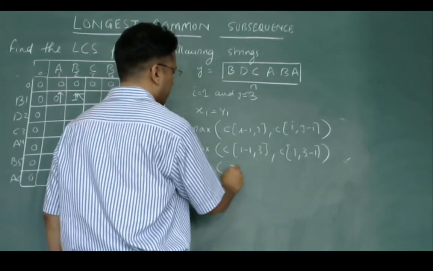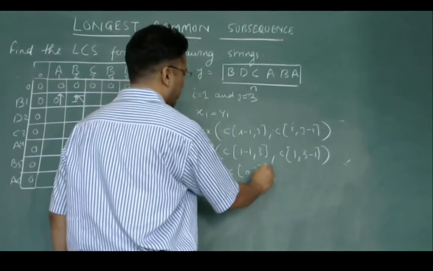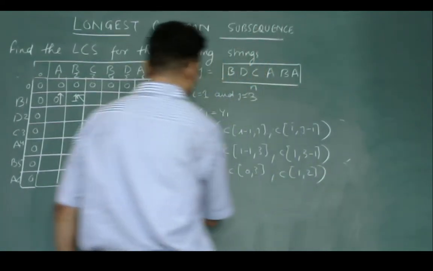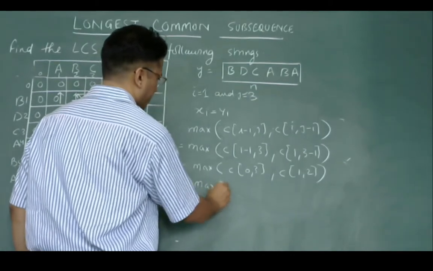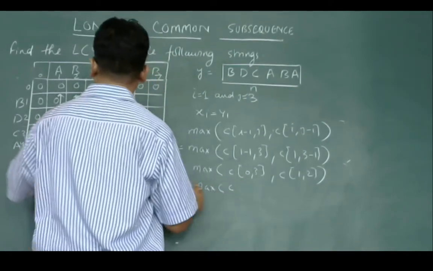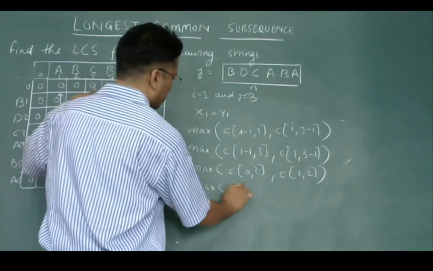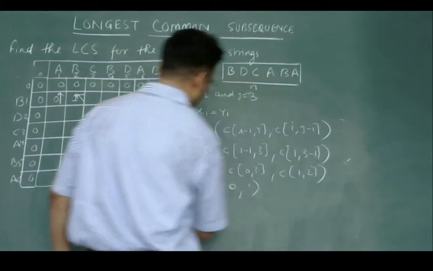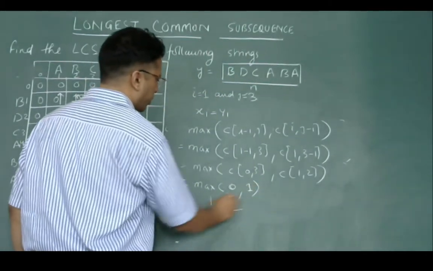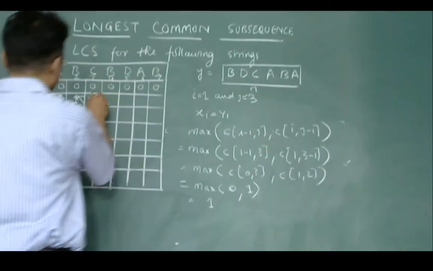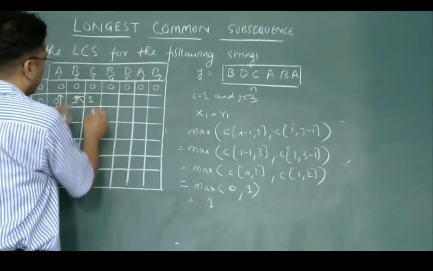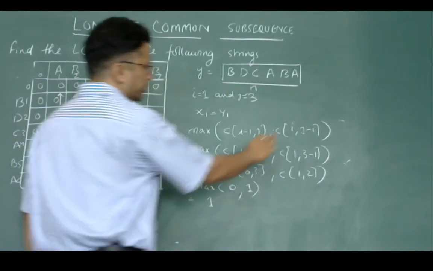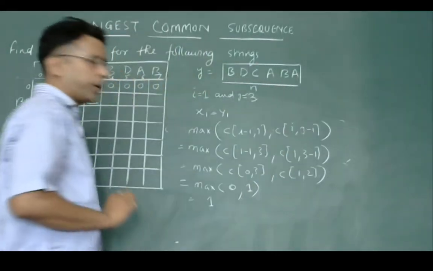Max of c of 0 comma 3 and c of 1 comma 2 is equal to max of 0 and 1. 0 comma 3 is equal to 0 and 1 comma 2 is equal to 1. So that would be between 0 and 1, the max value is 1. So we shall place 1 here, and in this case the arrow would be inclined horizontal, because in this case c of i comma j minus 1 is greater than c of i minus 1 comma j.